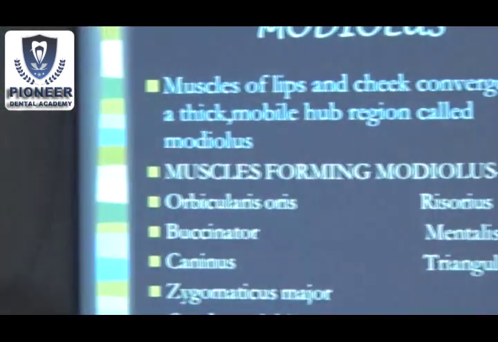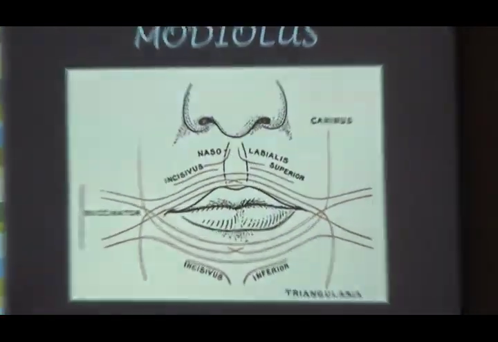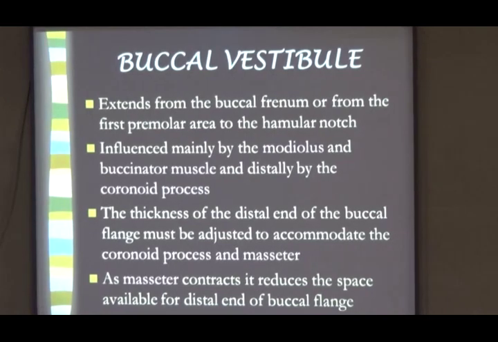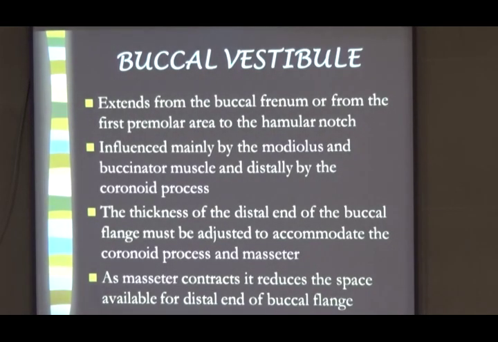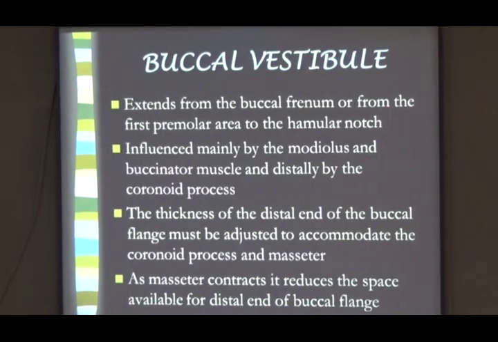In the approximate area of the first premolar and the second premolar in the denture flange, if you see, a small depression will be created. That space is for the modulus. That's the area where the 8 muscles of the face converge to form the modulus. The buccal vestibule extends from the buccal frenum, or when the buccal frenum is absent, from the first premolar to the hamular notch. It is mainly influenced by the modulus, buccinator muscle and distally by the coronoid process. The thickness of the distal end of the buccal flange must be adjusted to accommodate the coronoid process and masseter. So each area has some influencing anatomical structures or muscles which you should remember.